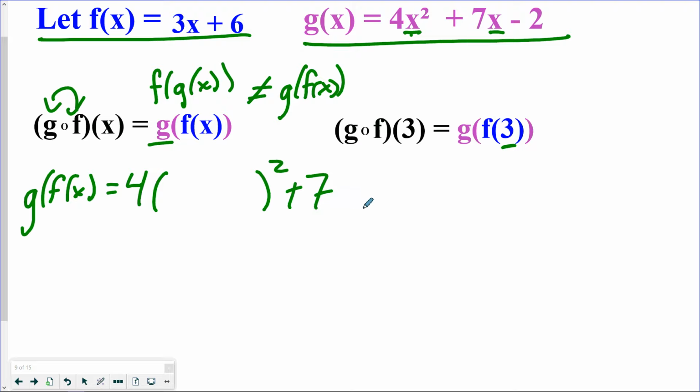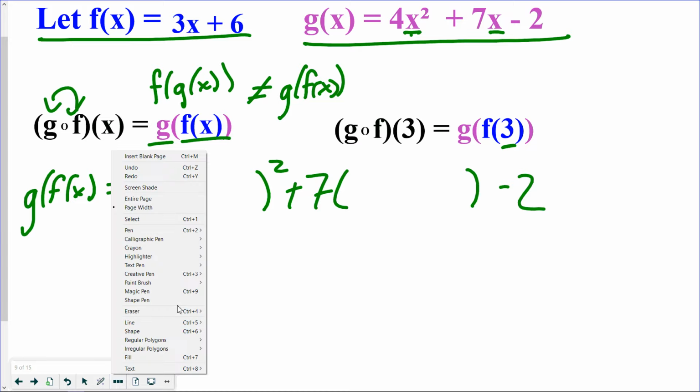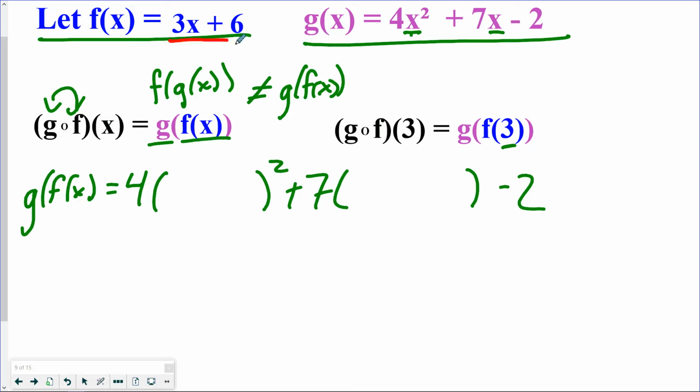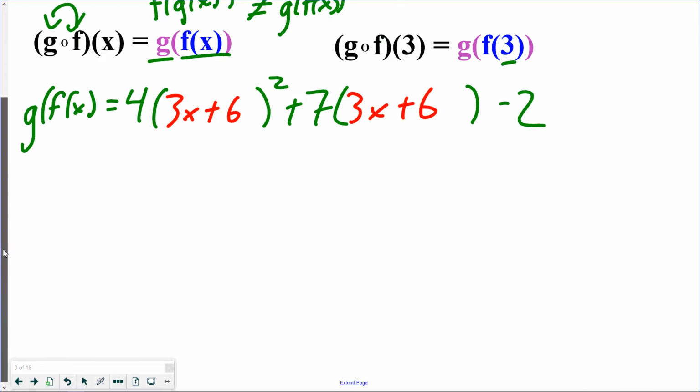Now, we're going to take the inside function, and we're going to plug that into the function we just wrote out. So we're going to take our 3x plus 6 and put it in both of our parentheses. Now we have to clean this up, and this is a little bit of work, but that's all right. We're not scared of a little bit of work. So right here, doing order of operation, we do the squared before the coefficient. So I need to square 3x plus 6.